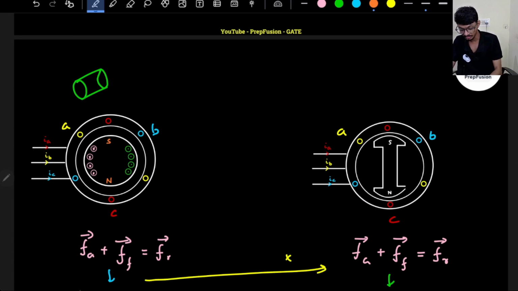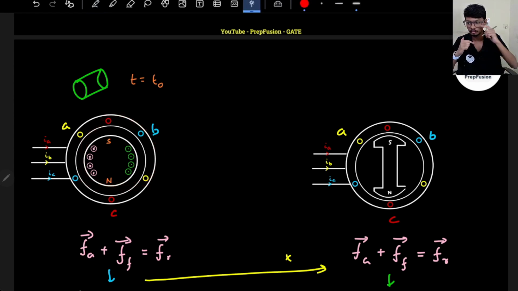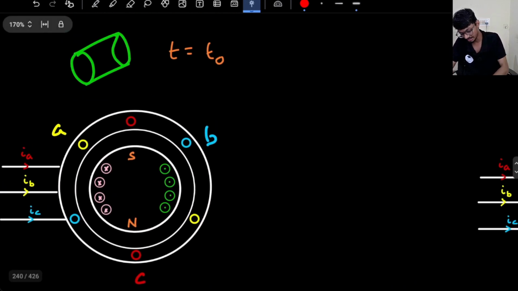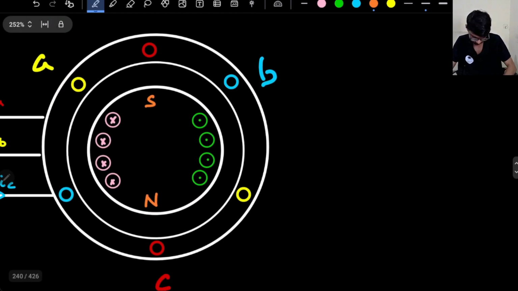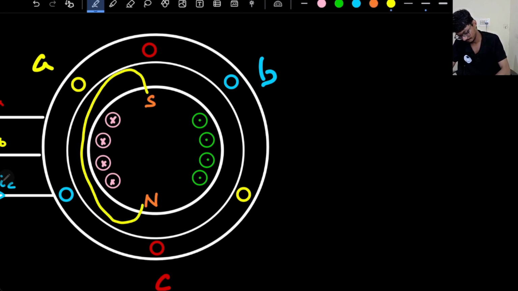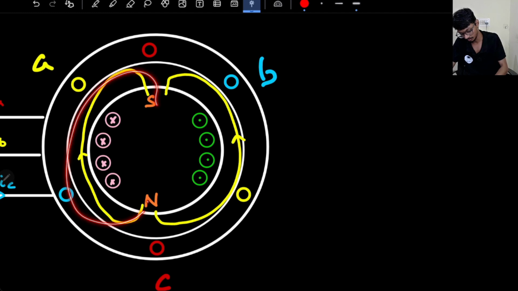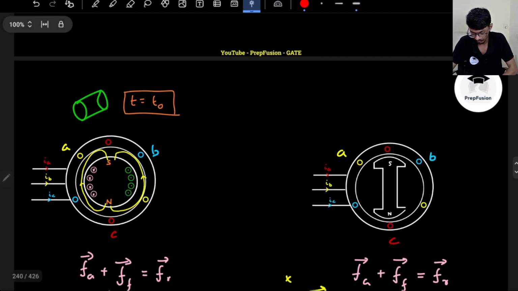Just observe at a single instant, let's say at t equals t naught. Of course the rotor will rotate with respect to time, that much I know, but at a particular instant I'm observing. So what do I get? The flux will be somewhat like this. It will start from north and go into south. This is the flux path it will take.